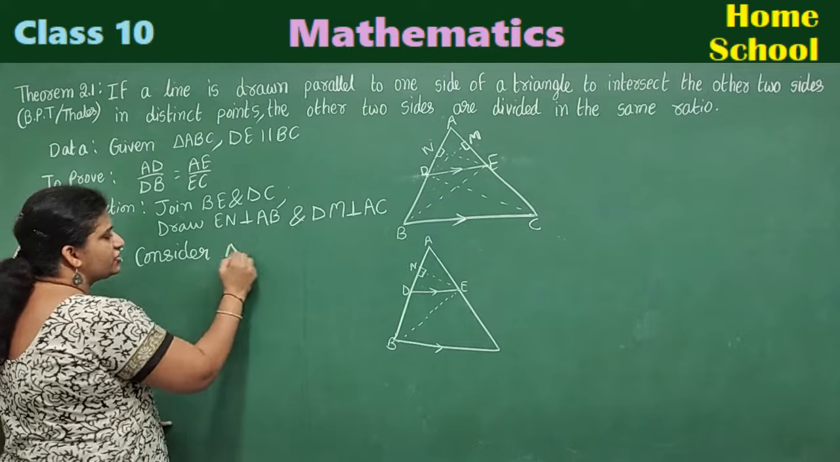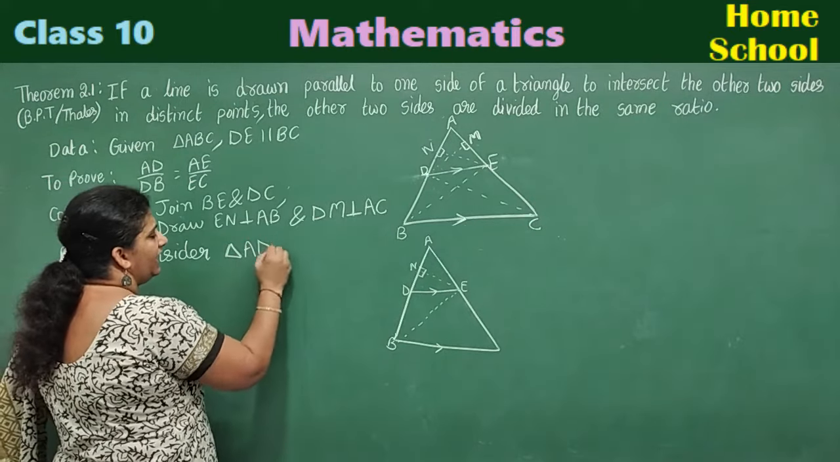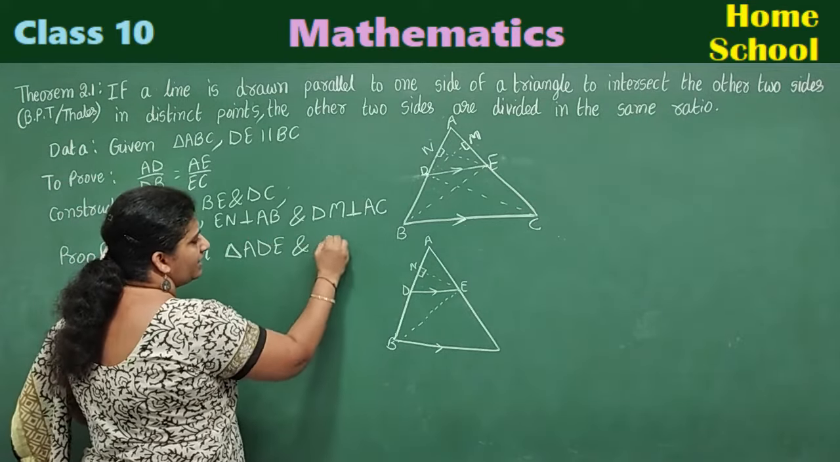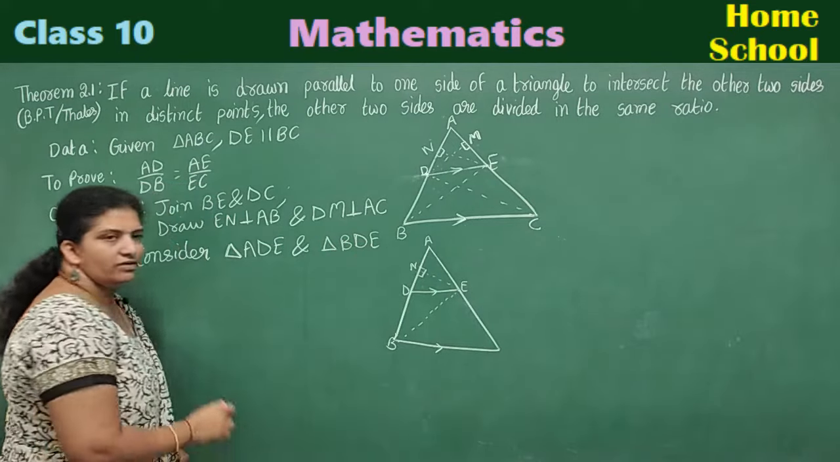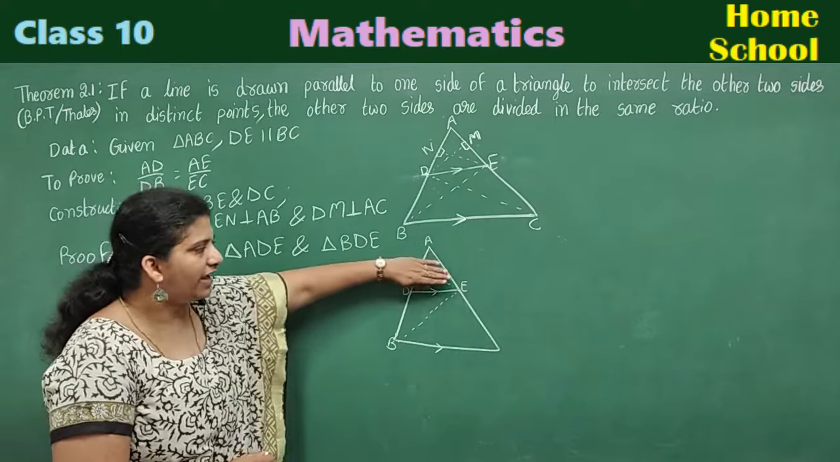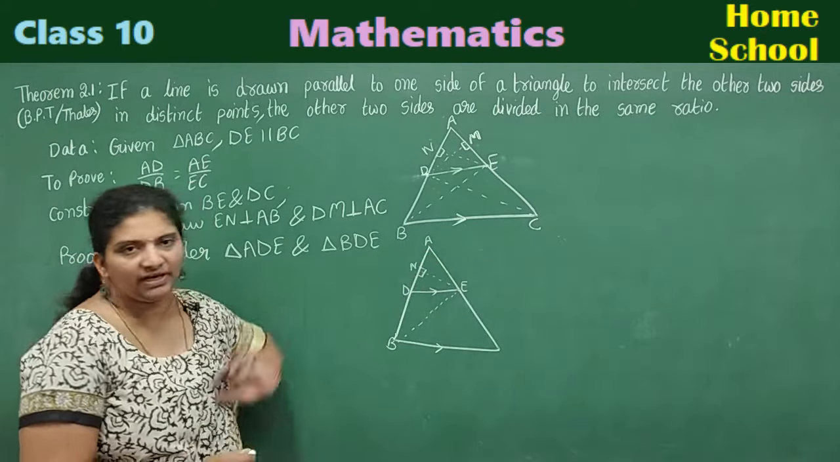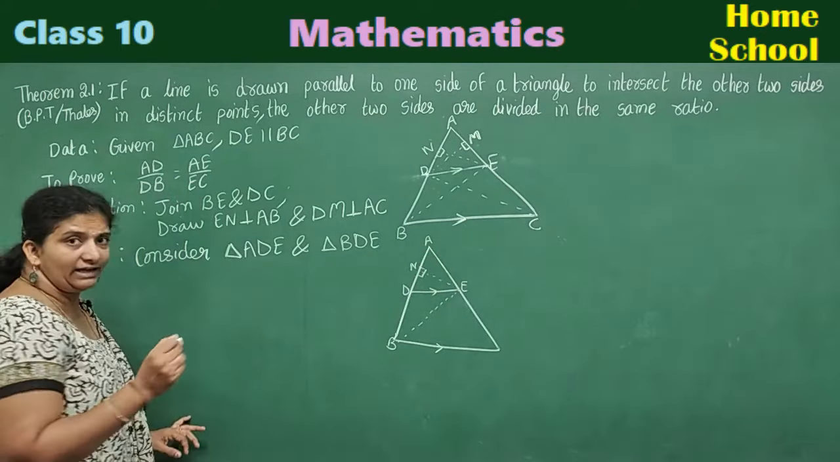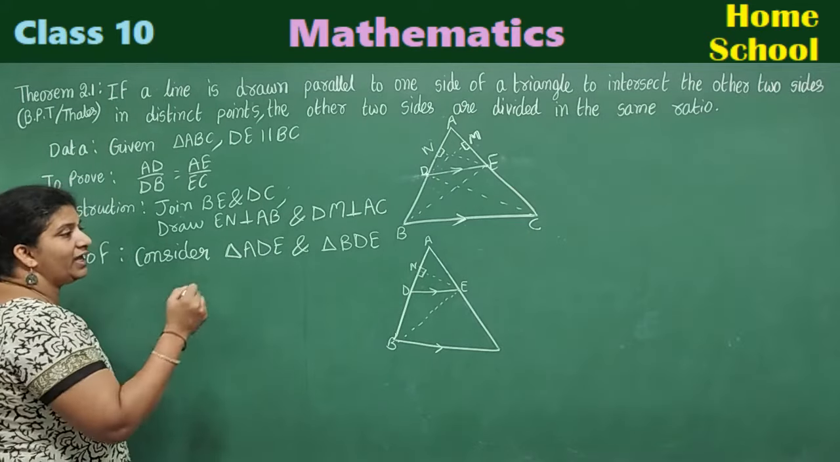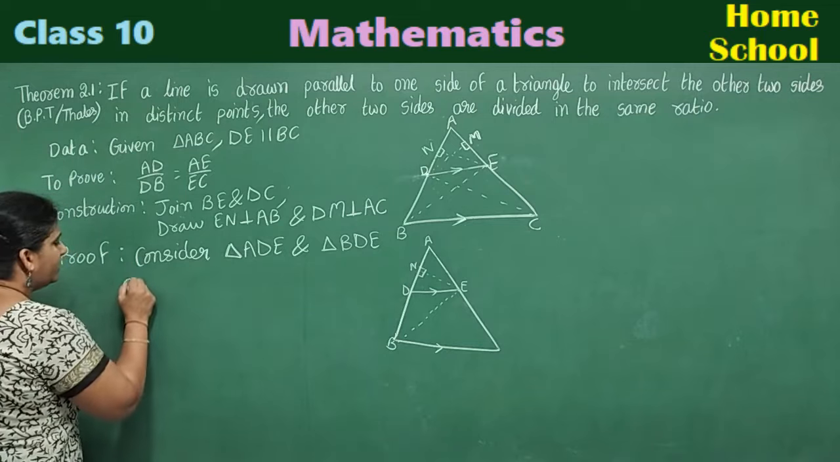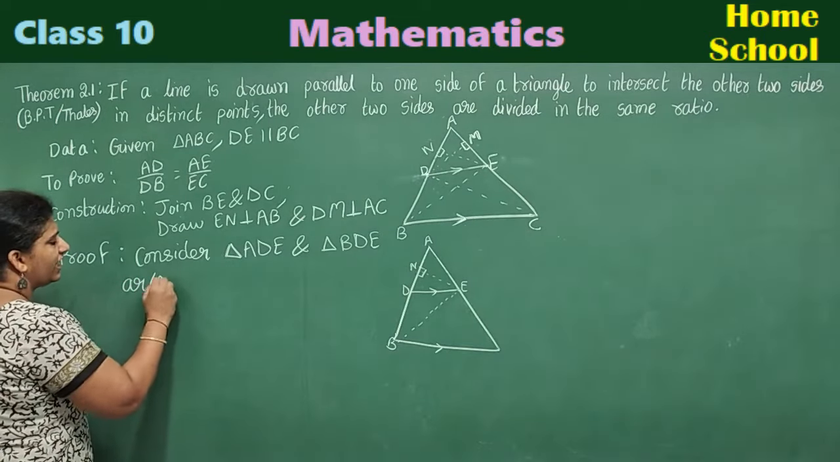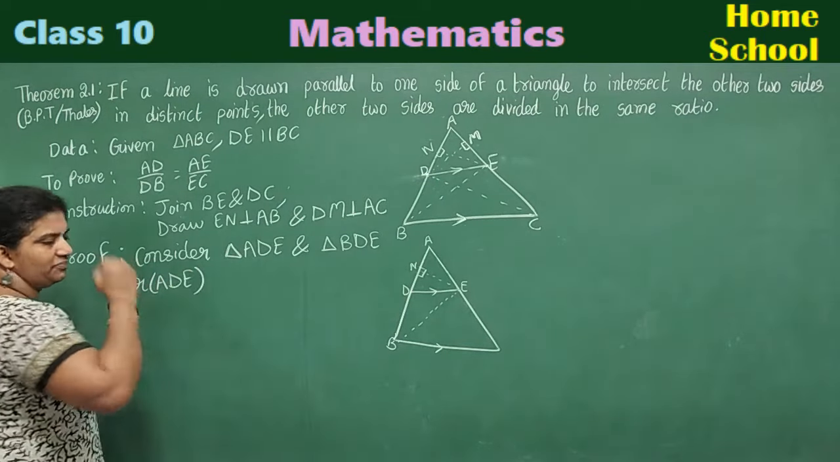Consider triangle ADE and triangle BDE. Which two triangles am I taking? ADE triangle and BDE triangle. We need to calculate the area. Area of triangle ADE. In shortcut, you can write it as area of triangle ADE.